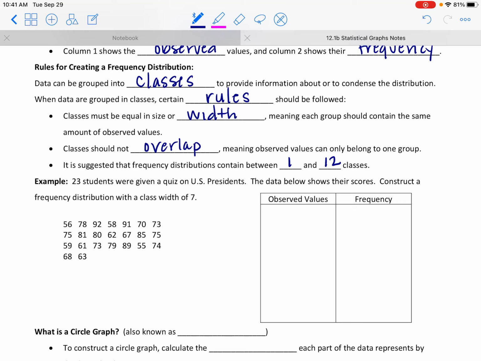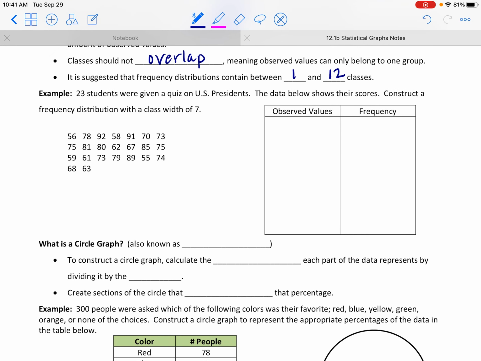Okay, so here's an example. We have 23 students that were given a quiz on U.S. presidents. I don't know about you, but I failed that quiz. I don't know how far back I can remember. Anyway, the data shows their scores. We are asked to construct a frequency distribution. Again, that's fancy for make a two-column table.